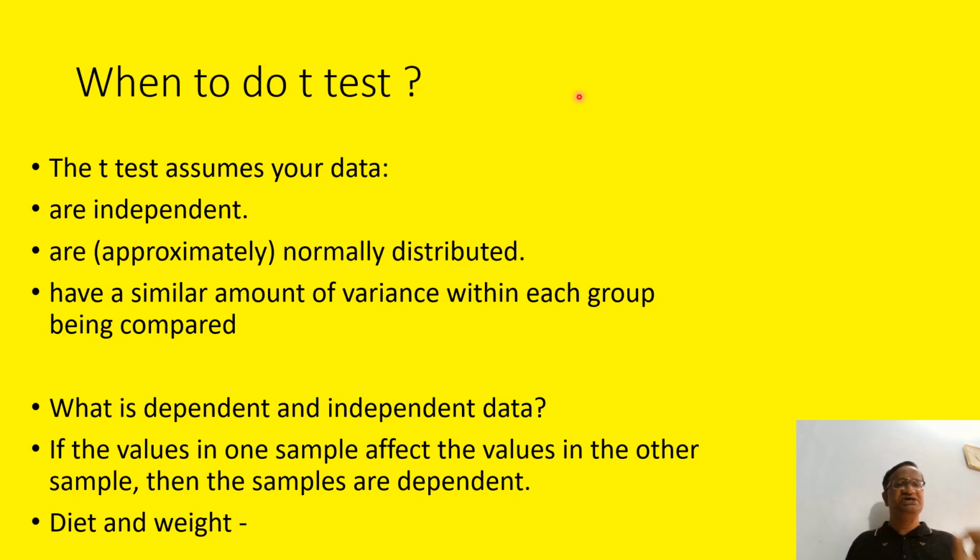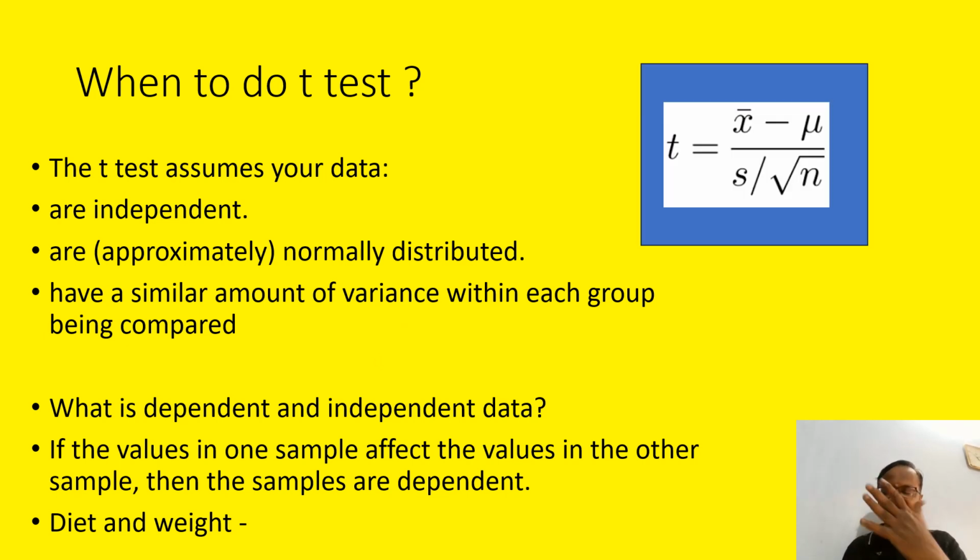When to do a t-test? The t-test assumes your data are independent, normally distributed, and have a similar amount of variance within each group being compared. I will talk about this variance. If one value in one sample affects the other value, then the samples are dependent, for example height and weight. This is the t-test formula.